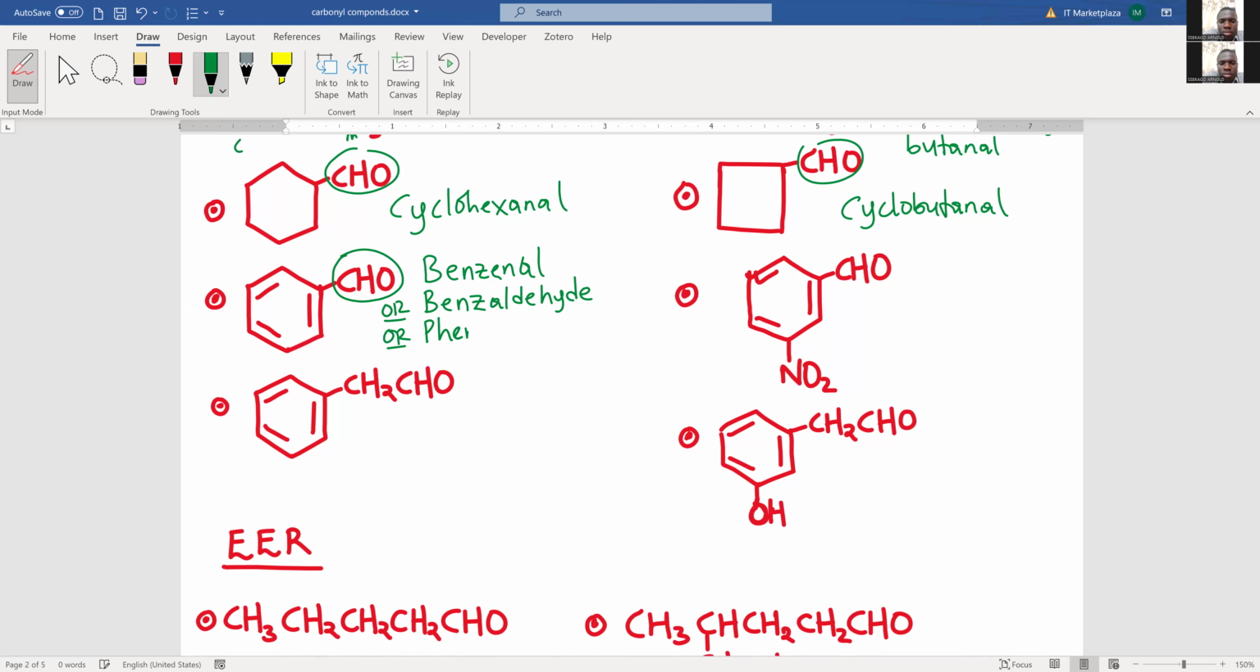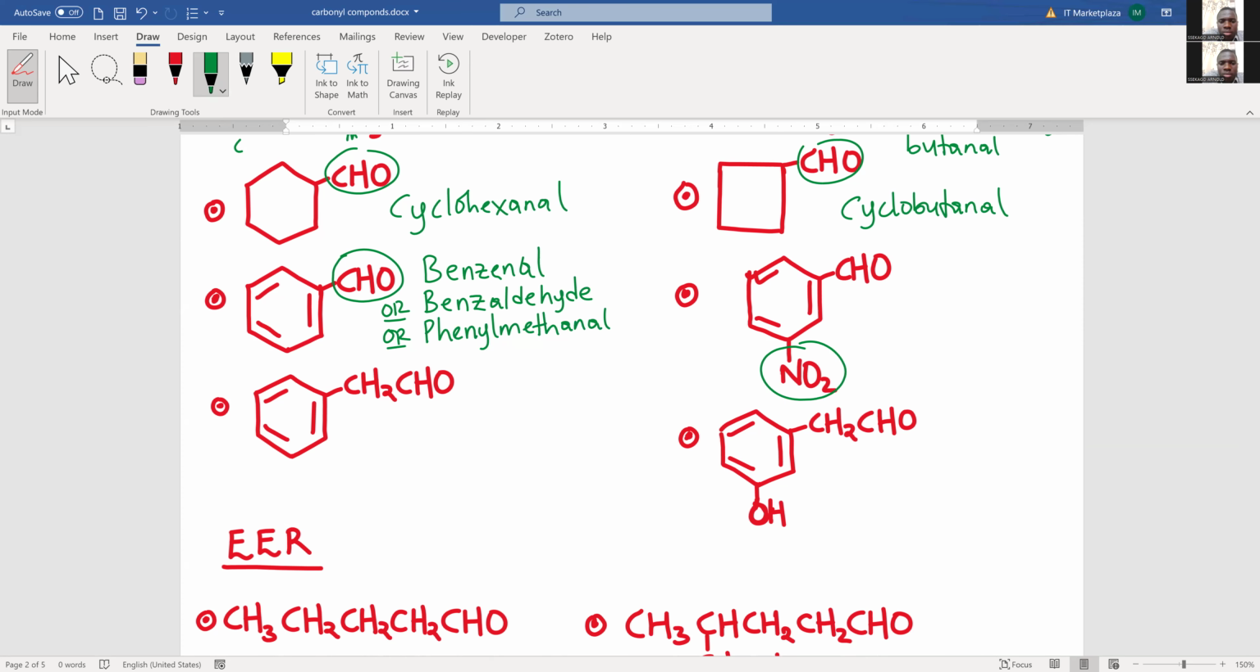So one can also look at it as phenyl methanol. Phenyl, the branch, but we have 1 carbon atom. So phenyl methanol. Then here, without the NO2, that is benzaldehyde, or benzenol, or phenyl methanol.